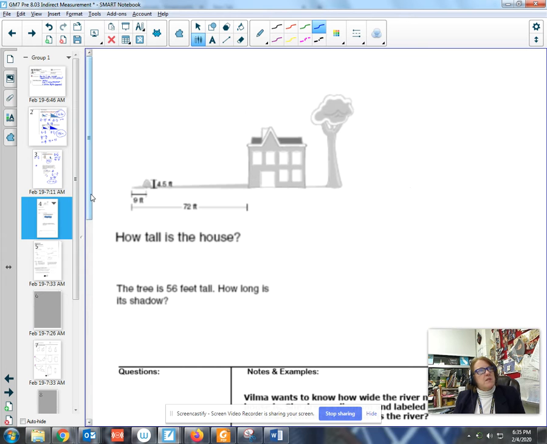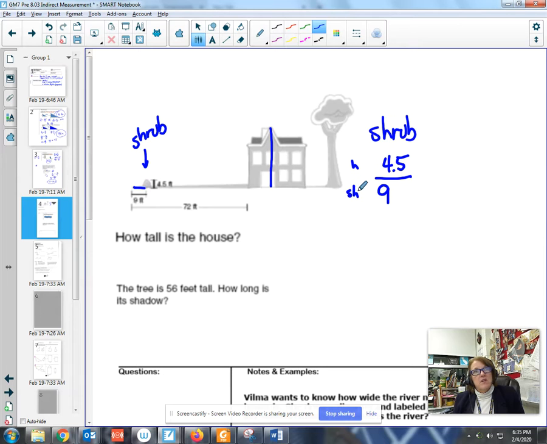At the bottom of this page, let's see what's going on here. You've got 3 things going on, and it's really hard to tell, but this is like a small kind of shrub there. Here's the house, and then here's this tree. And everything has some kind of shadow here. Let's talk about the shrub. The shrub is 4.5 feet tall, and its shadow is 9 feet. So I'm kind of going height to the shadow here.